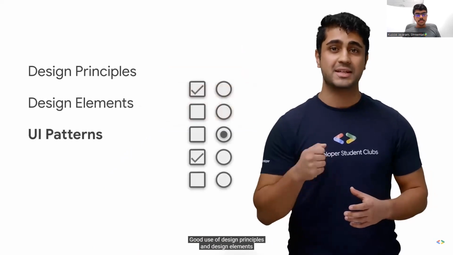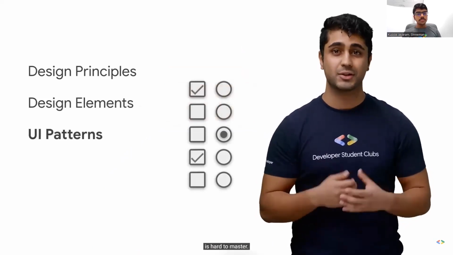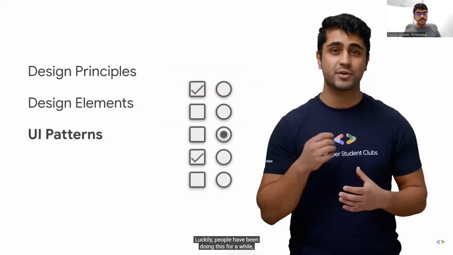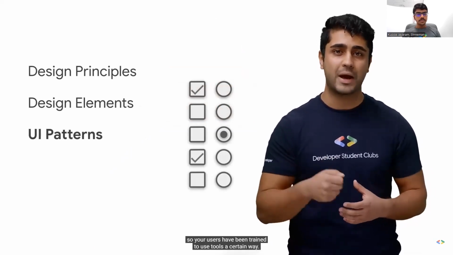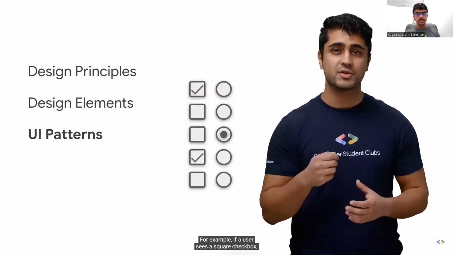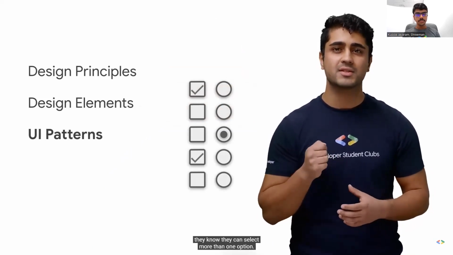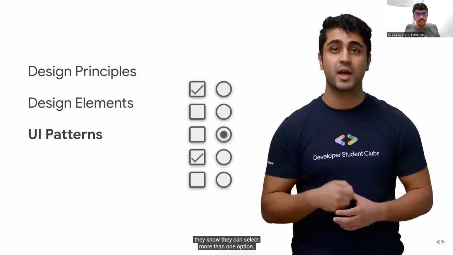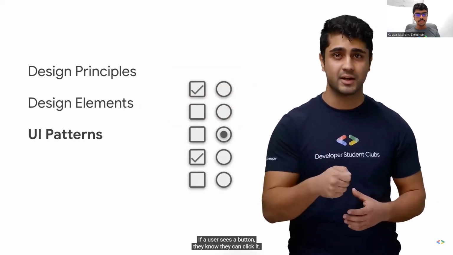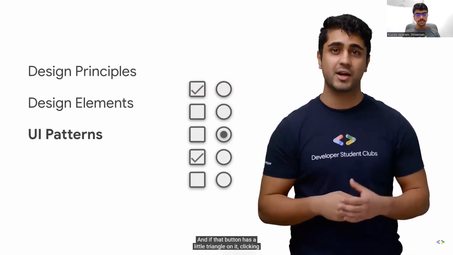Good use of design principles and design elements is hard to master. Luckily, people have been doing this for a while, so your users have been trained to use tools a certain way. For example, if a user sees a square checkbox, they know they can select more than one option. If a user sees a button, they know they can click it, and if that button has a little triangle on it, clicking it will reveal more options. This is great news. It means we don't necessarily need to be professionals in color theory to design highly usable and even beautiful solutions. We can simply make use of these commonly used UI patterns.